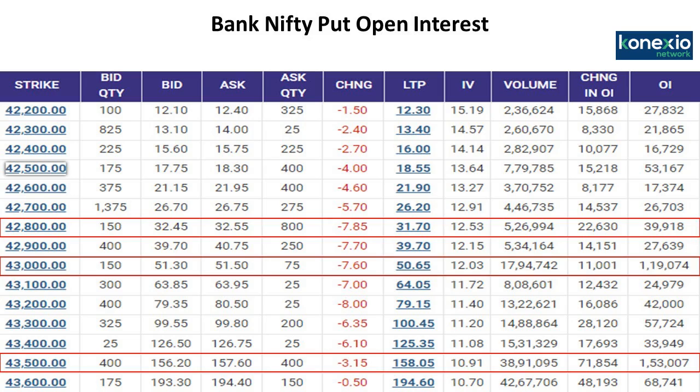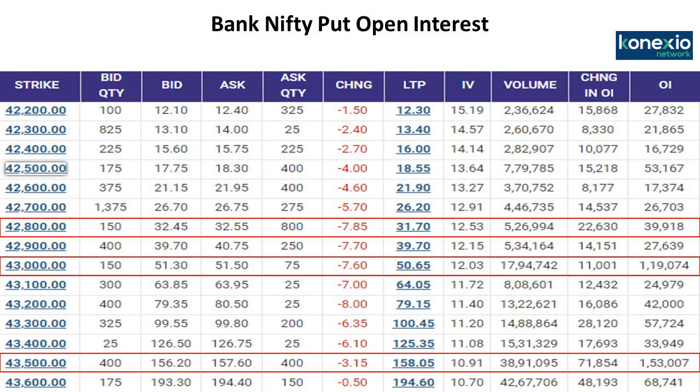So maybe if implied volatility goes higher, then we might see put writing coming in at the lower levels. So if we see put writing coming in at the lower levels, then Bank Nifty might take support around maybe 42,800, which is the strong area. And from those levels, if Bank Nifty drifts down significantly, then we might see a sharp pullback from those levels.